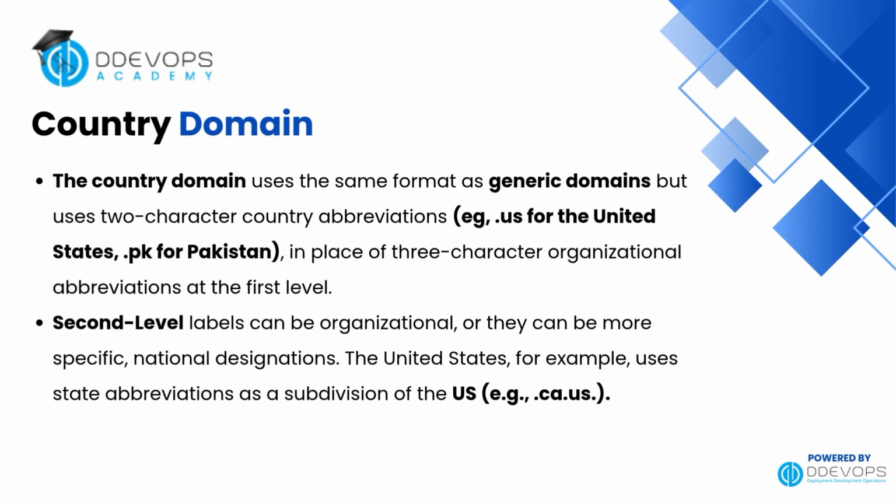Country domain. The country domain uses the same format as generic domains but uses 2-character country abbreviations, e.g., US for the United States, PK for Pakistan, in place of 3-character organizational abbreviations at the first level. Second-level labels can be organizational, or they can be more specific, national designations. The United States, for example, uses state abbreviations as a subdivision of the U.S., e.g., CA.US.